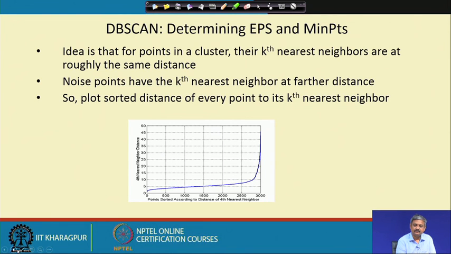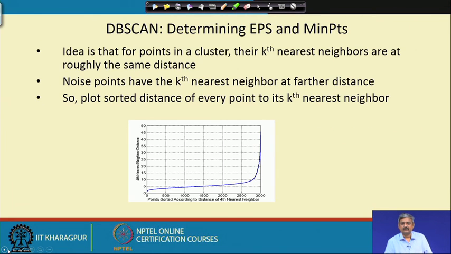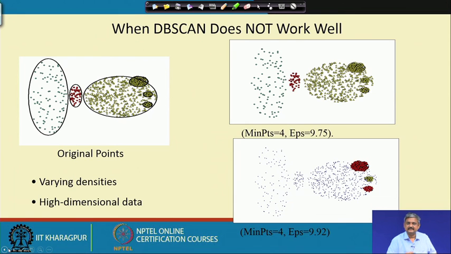There are different ways of estimating a good min PTS and EPS that I am not going through. So, this is the summary of DBSCAN. It works well for arbitrary shaped clusters and noise. It does not work for high dimensional data or varying density. It is very much used in spatiotemporal data analysis and low dimensional data, and where you want arbitrarily shaped clusters.